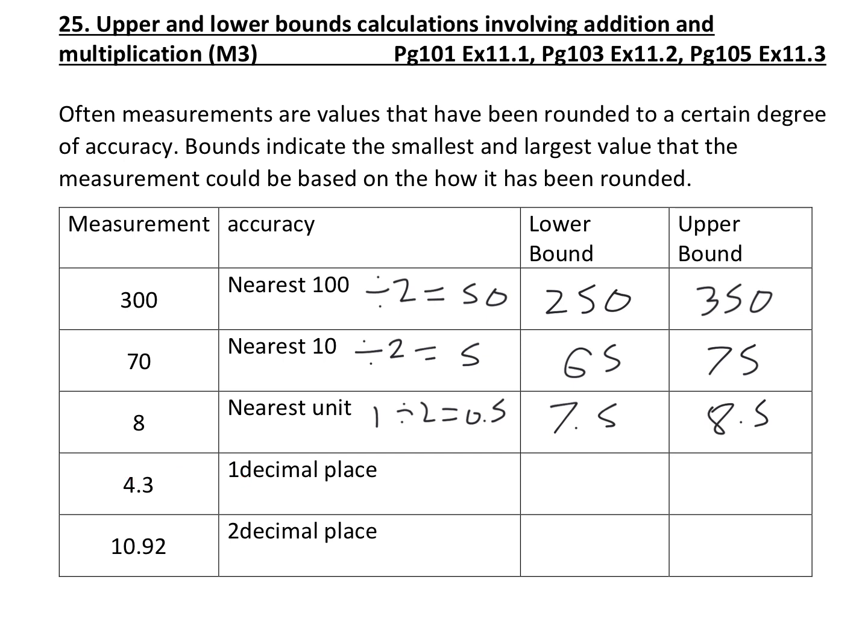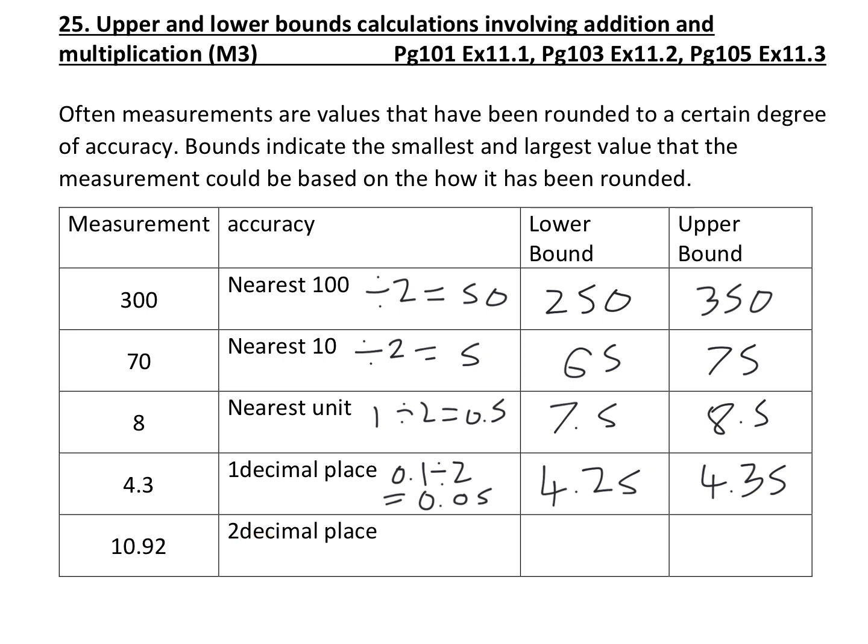4.3 to 1 decimal place. The first decimal place is in the tenths column, or 0.1. If you half that, you get 0.05. The lower bound will be 0.05 taken away from 4.3, so 4.25. And the upper bound, we add on 0.05 to get 4.35. Anything between 4.25 and 4.35, if you round it to 1 decimal place, will give you 4.3.